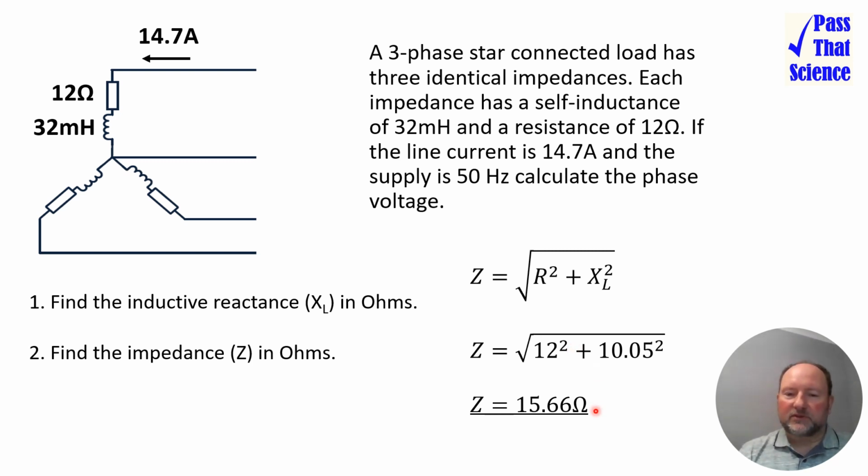Again, if yours is slightly different to that by a decimal point or two, don't worry too much. It's because I used 3.142 as a value of pi and I didn't use the pi function on the calculator. So something around there would be acceptable. Last part.